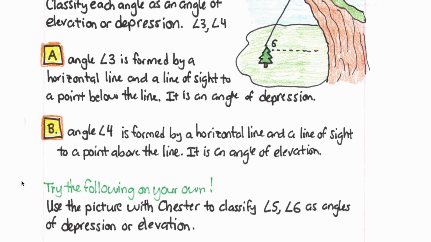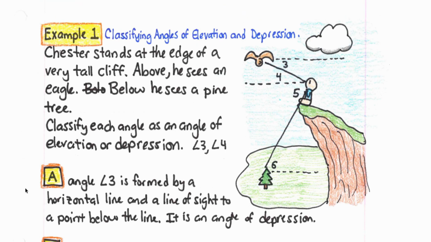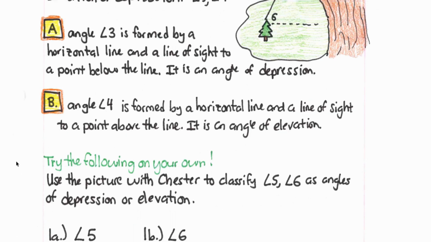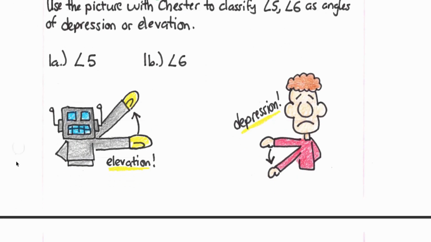Now go back to the picture and see if you can classify on your own angles 5 and angle 6. Go ahead and pause the video. One quick picture. Here's a robot, has his arm horizontal, lifts his arm into the air. That's an angle of elevation. Here's a depressed man with an arm held out in a horizontal fashion. He lowers it. That's an angle of depression.